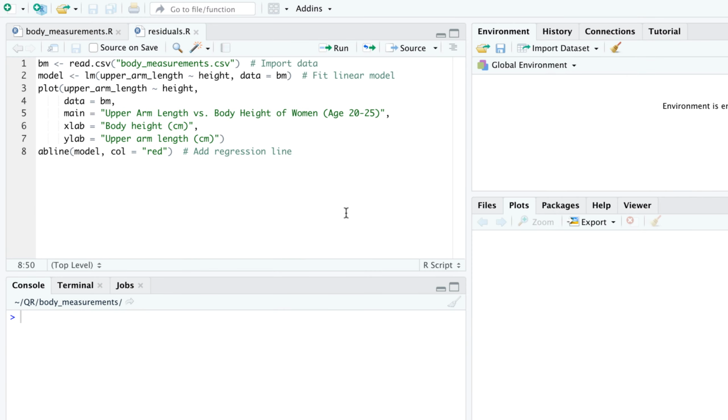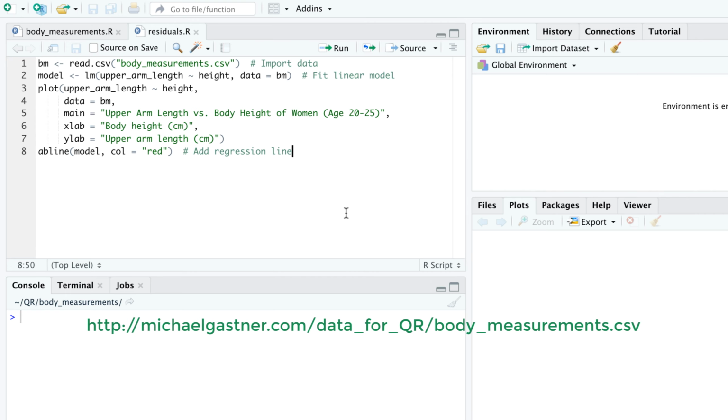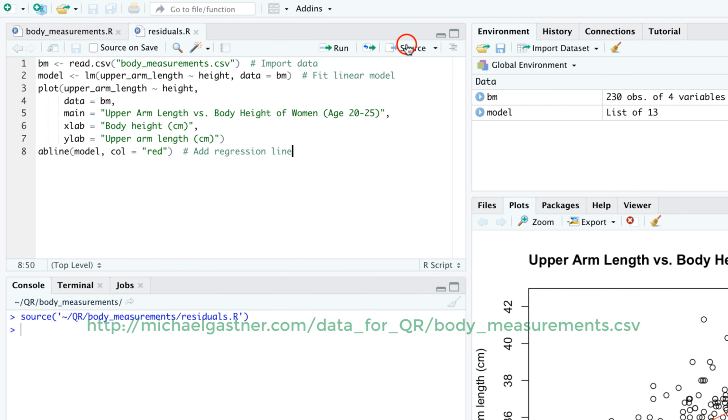Last time, we fitted a linear model for upper arm length as a function of body height. You can click on the link below this video to access the data again. Here are the commands we used last time.